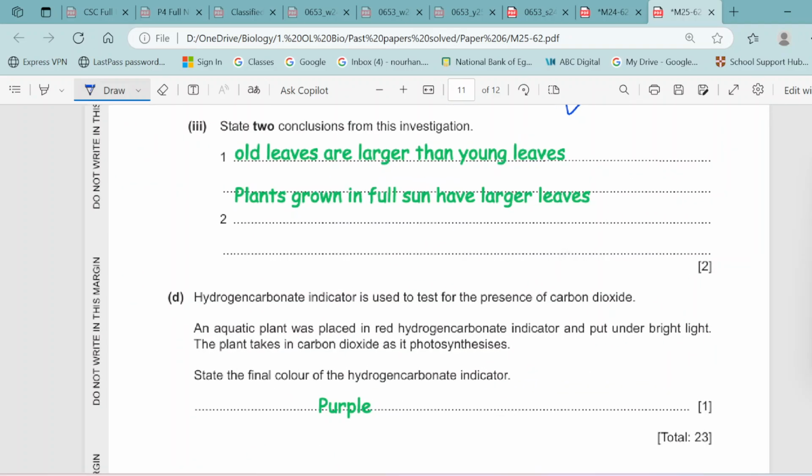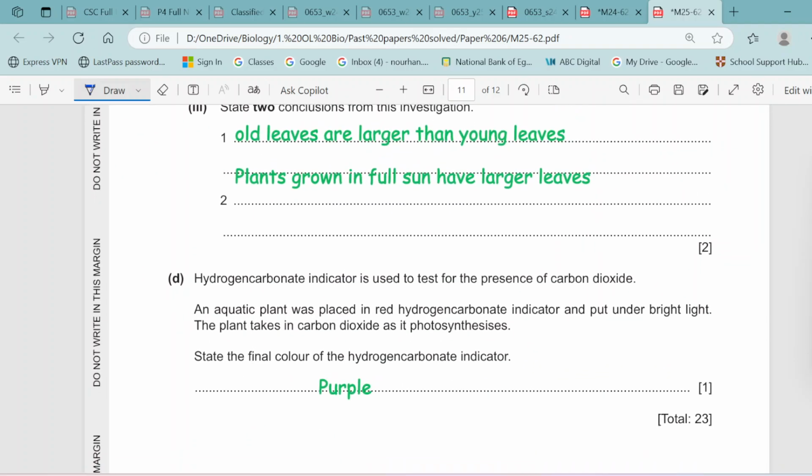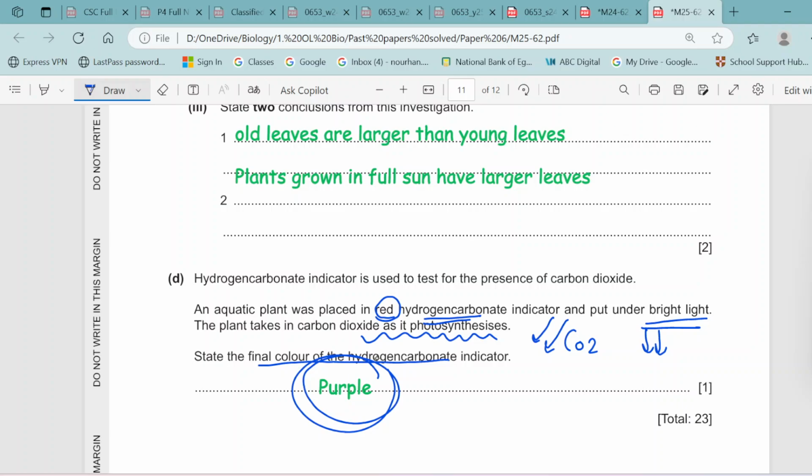The last question is also about the hydrogen carbonate. Aquatic plant was placed in red hydrogen carbonate under bright light. It will photosynthesize. What is the final color of hydrogen carbonate? It will photosynthesize, so it will absorb the CO2. The CO2 will decrease in the solution, so the color will be purple. This is the end of the exam.